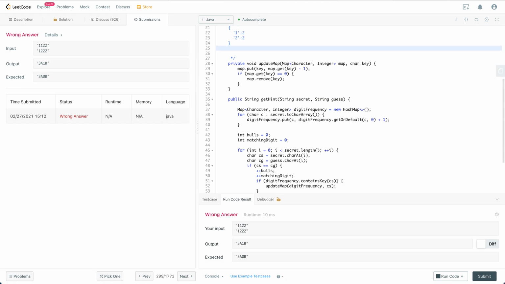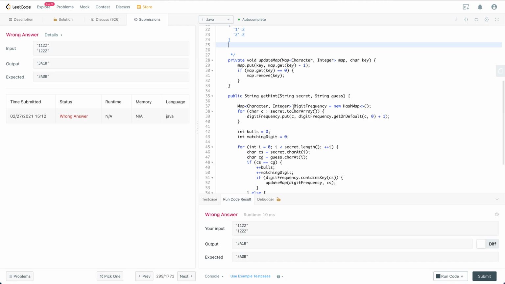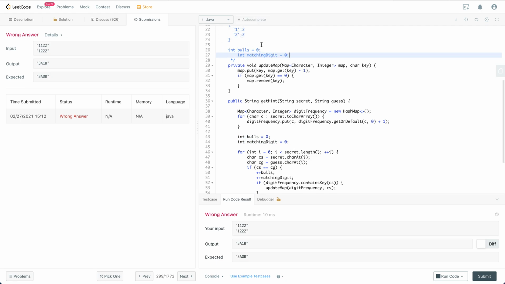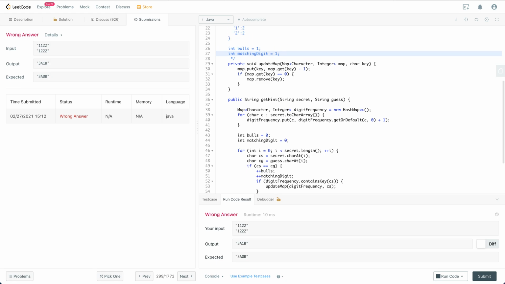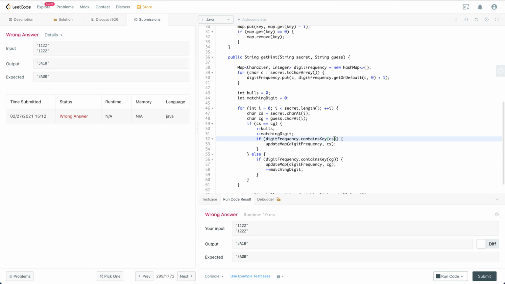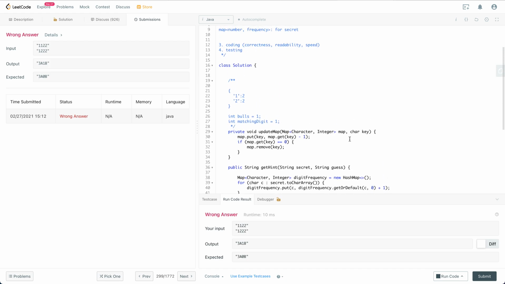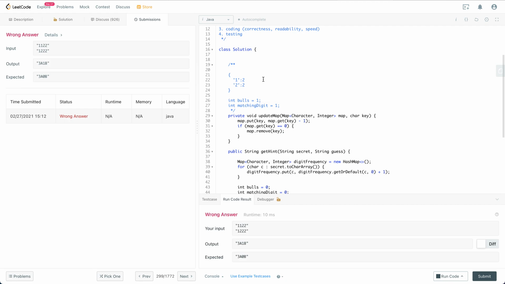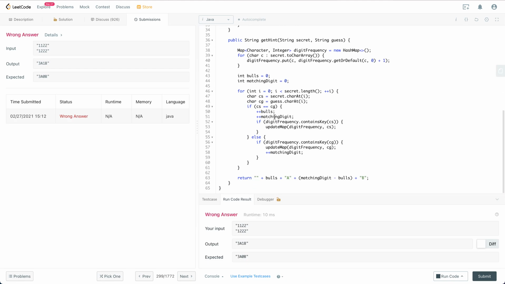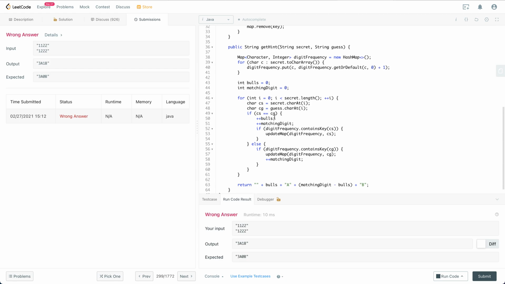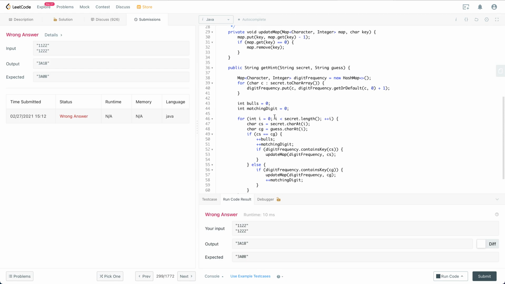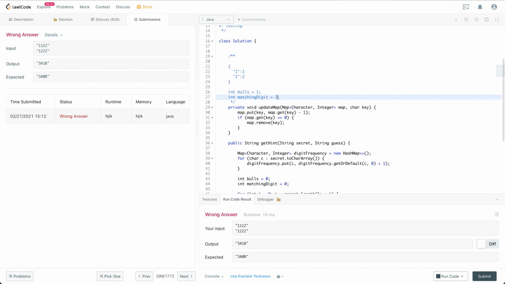And first of all, we have balls at 0 and matching digits at 0. So let's copy it here. At the very beginning, we are going to update the balls and matching digit as 1, and because it contains the CS, we are going to update the frequency of 1 to be 1. So we have consumed 1 here, and the next one is 2. It is not matching, so we say okay, it contains a 2, so we are going to plus a matching 1, and also minus this one frequency.